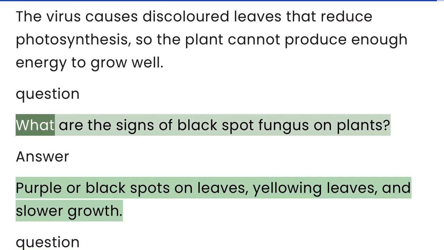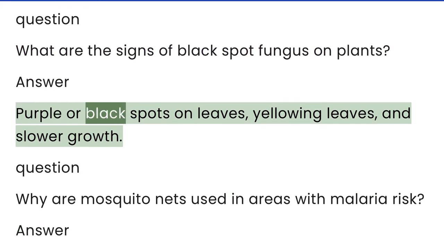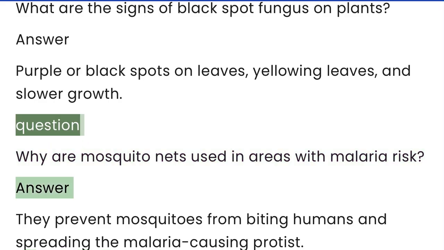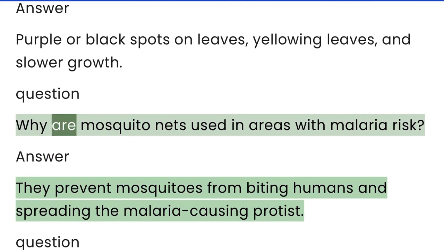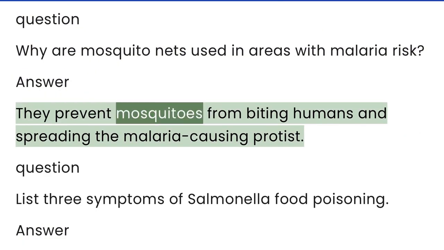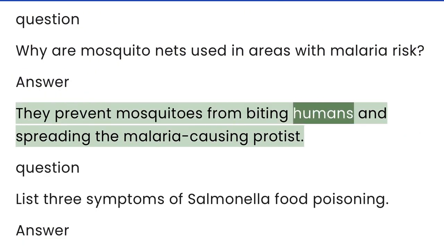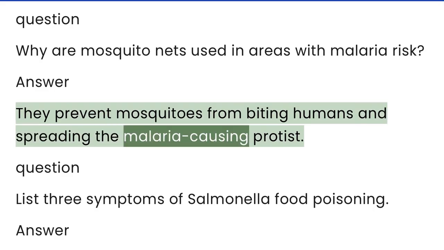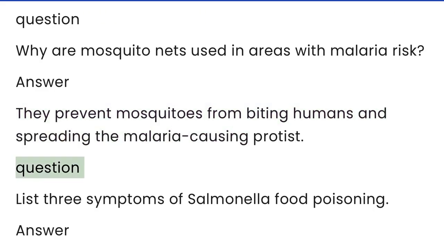Question: what are the signs of black spot fungus on plants? Purple or black spots on leaves, yellowing leaves, and slower growth. Question: why are mosquito nets used in areas with malaria risk? They prevent mosquitoes from biting humans and spreading the malaria-causing protist.